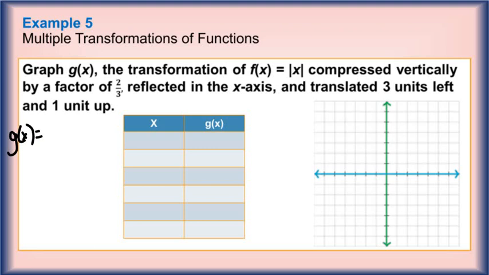equals, since this is reflected in the x-axis, it's affecting our y's. So that means I have a negative on the outside. Since this is compressed vertically, this is a vertical translation, I have the number 2/3 on the outside. And then I have the absolute value of x. It says 3 units left, so that means I have a +3 inside here, and then 1 unit up, so +1.